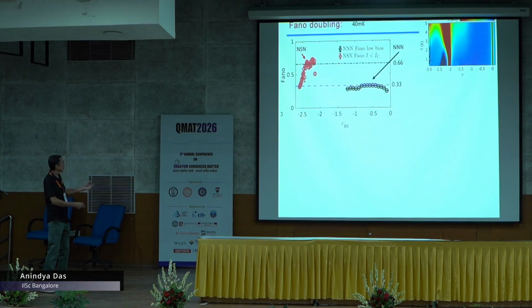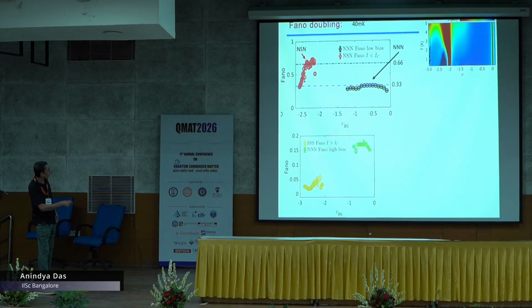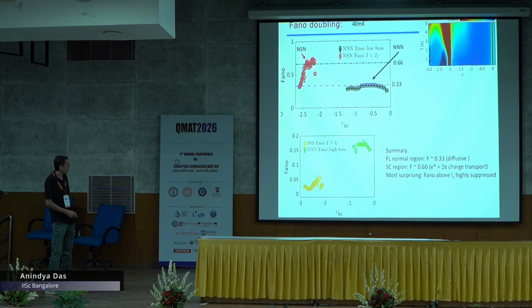Okay, so this is more statistics for various phases. We can look at the Fermi liquid phase for different points, and you see they are robust at 0.33. And if you look around the superconducting dome, they are doubled. So this is 0.66, and that tells you really that Cooper pair charge 2e transport is happening in the system. And most importantly, if I analyze above the critical current in the superconductivity phase, the Fano is highly suppressed, and as I told you, this is highly anomalous.